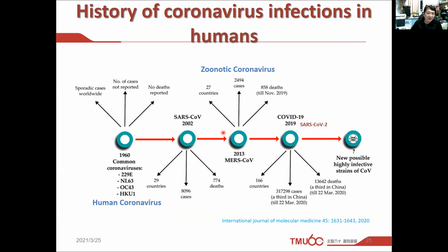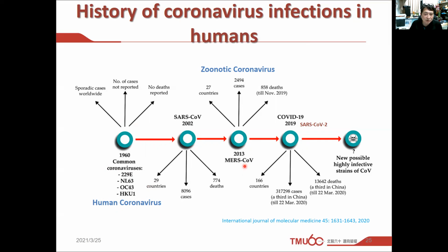Okay, let's look at the 4 human coronaviruses: 229E, NL63, OC43, and HKU1. Those viruses did not have a strong impact on human disease. The symptoms look like a flu virus. Okay, and so far there's no case reported, no death reports, like a common cold, their symptoms.